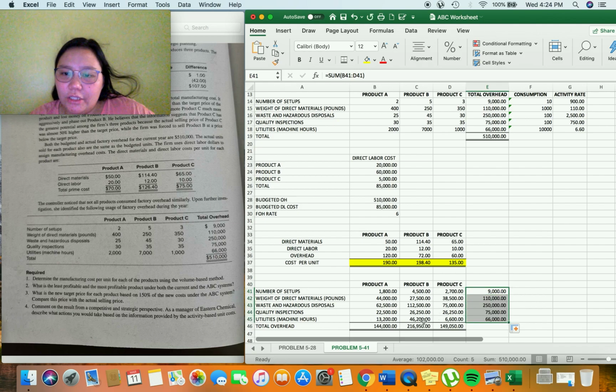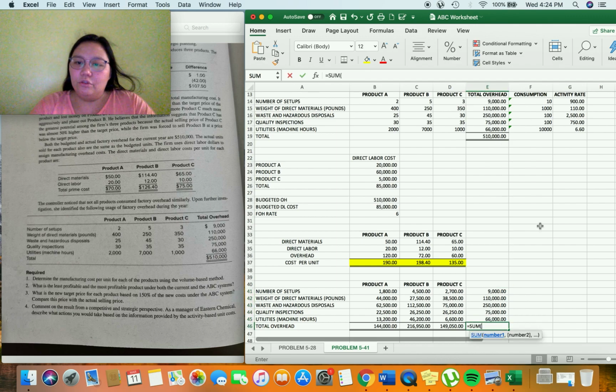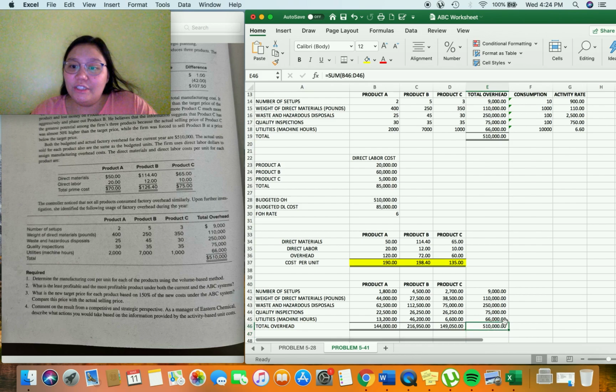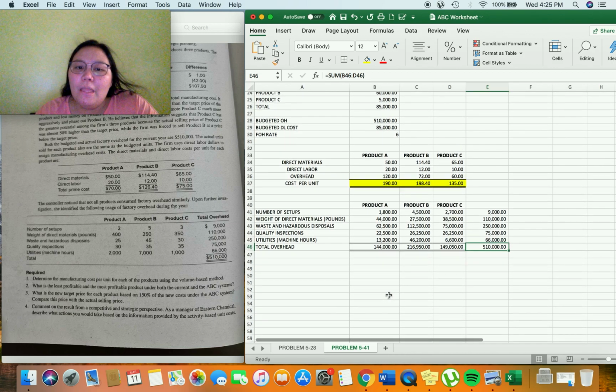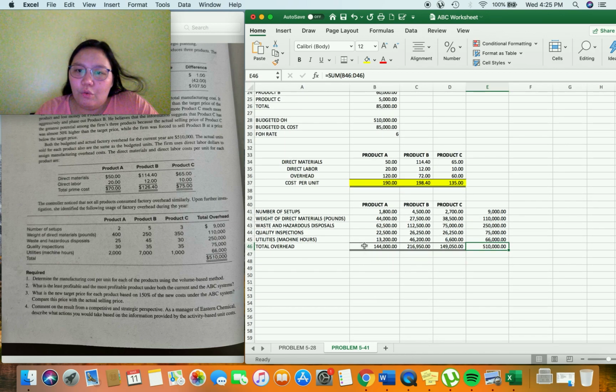Now, I would just like to show you that, of course, the overhead that we have allocated to each product for each activity is equal to the total overhead that we have here as well. So, pag tinotal din natin to, yung total overhead na na-allocate dun sa tatlong products natin, dapat 510 din siya. Kasi, yun lang naman yung i-allocate mo eh. Di ba? 510,000. Okay?